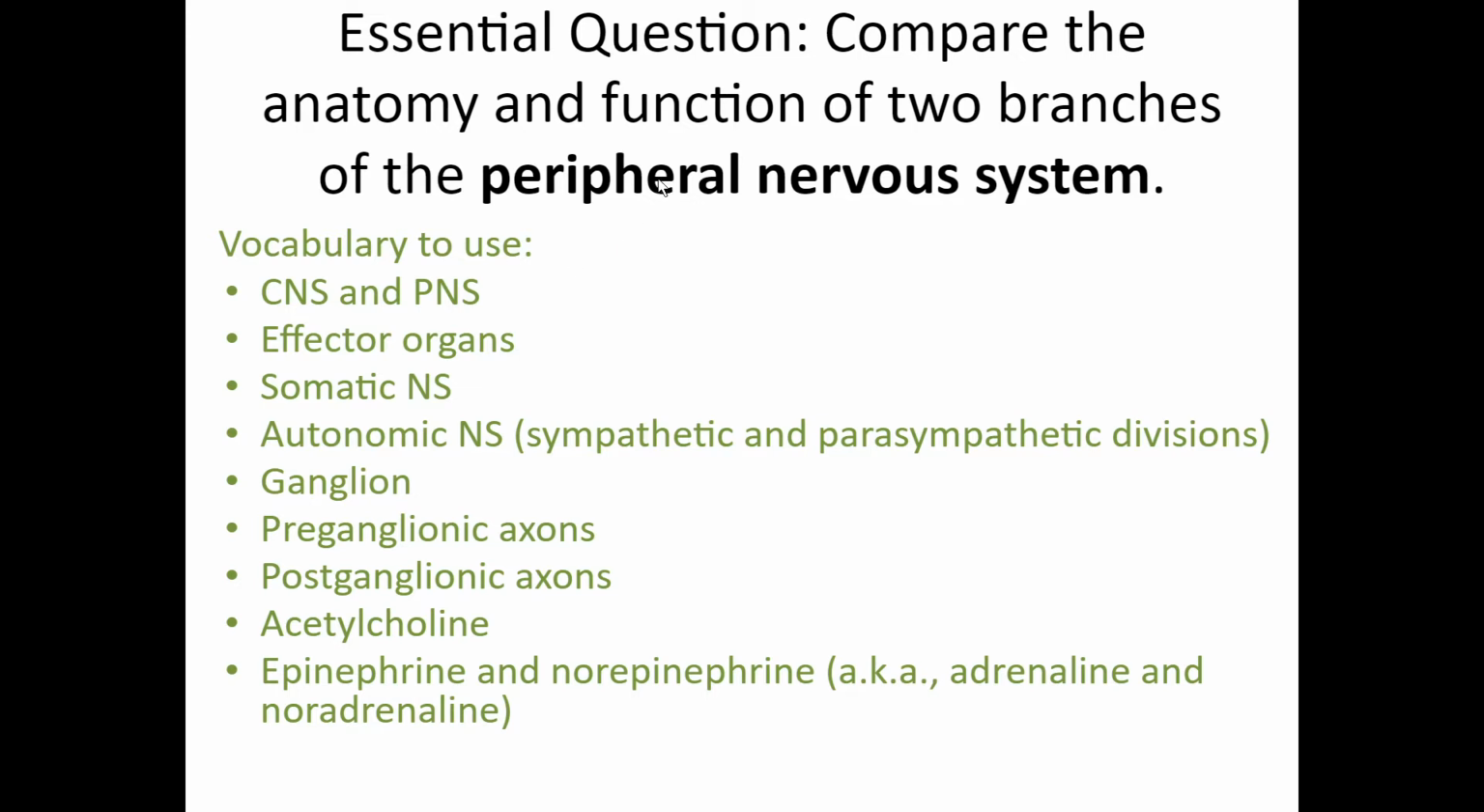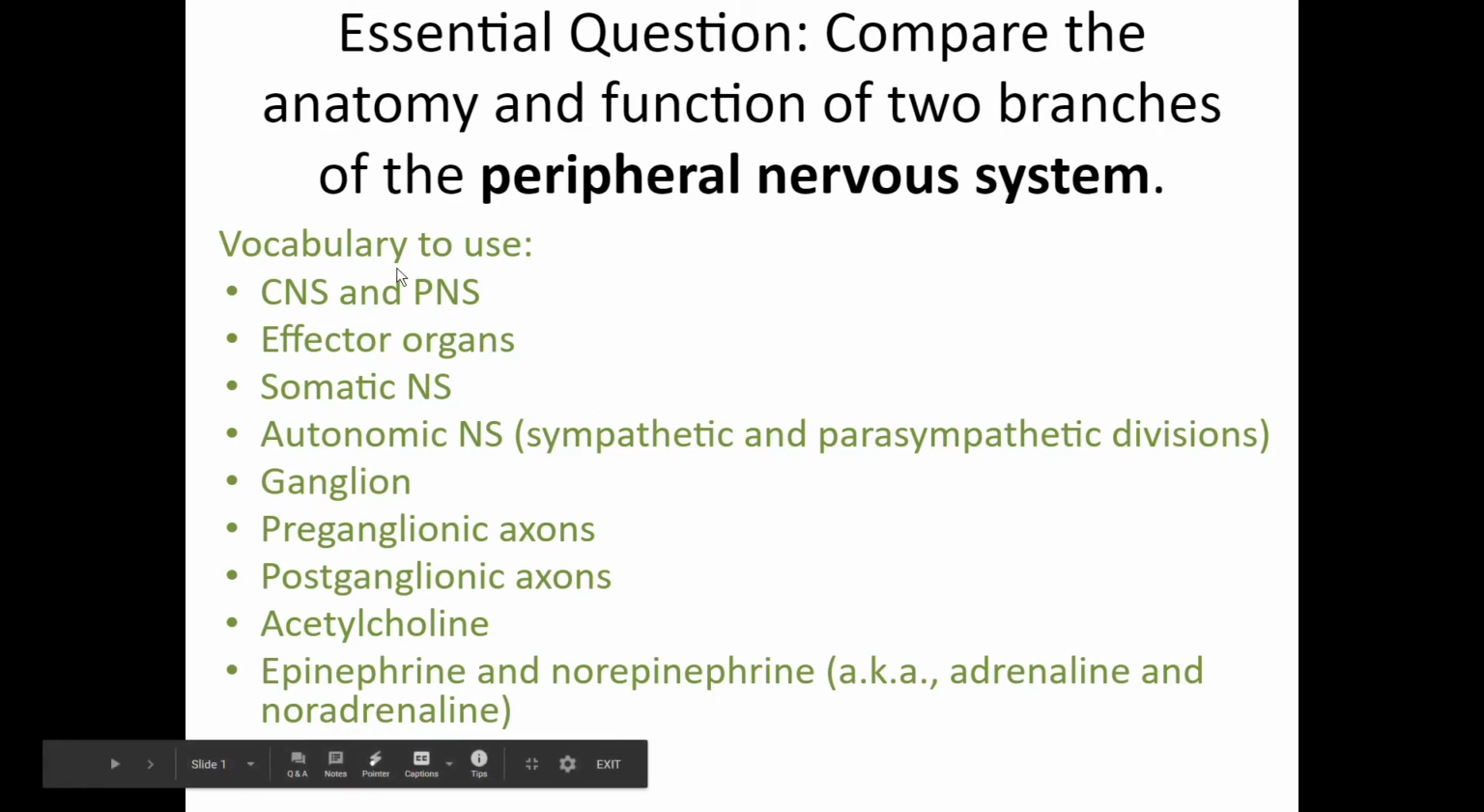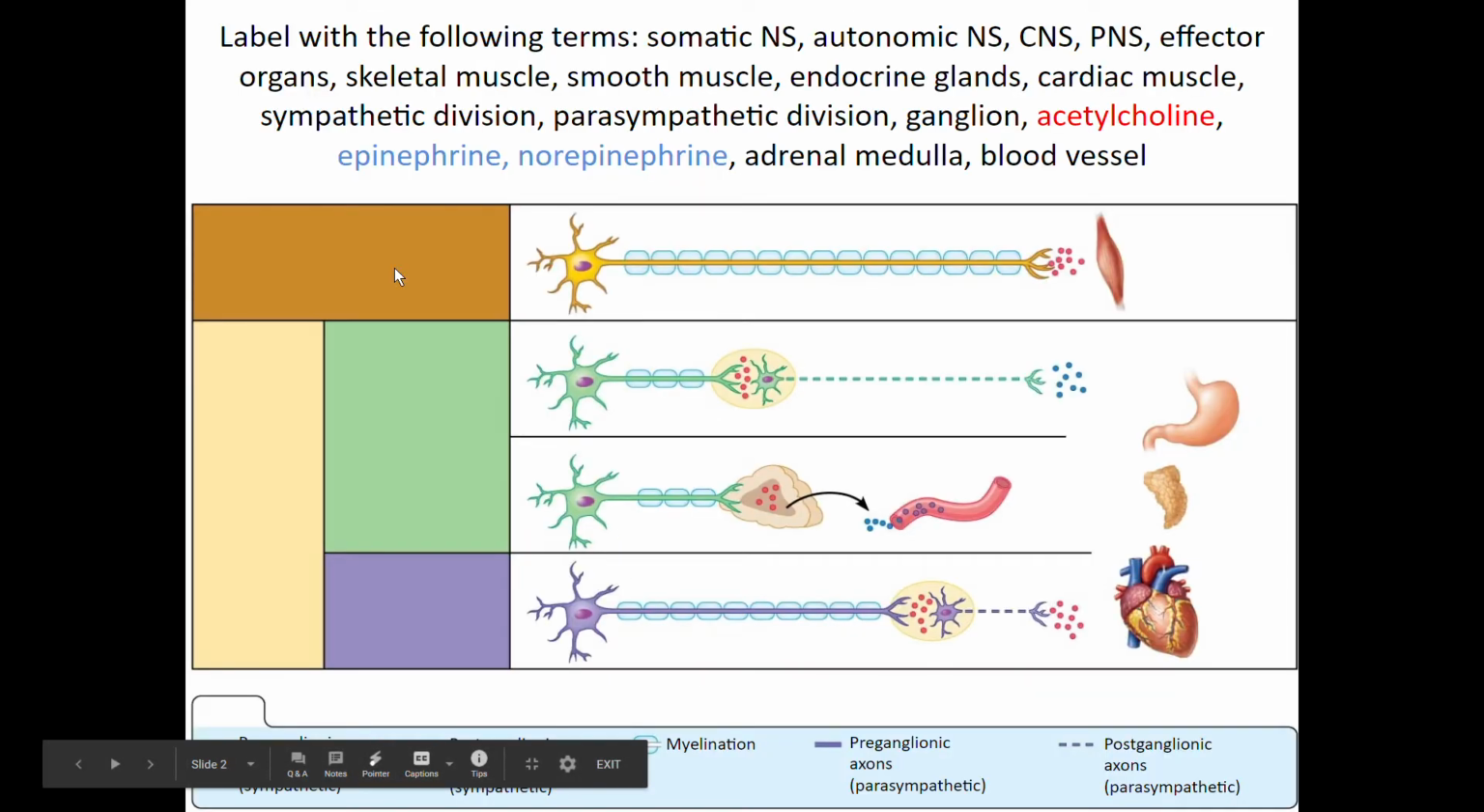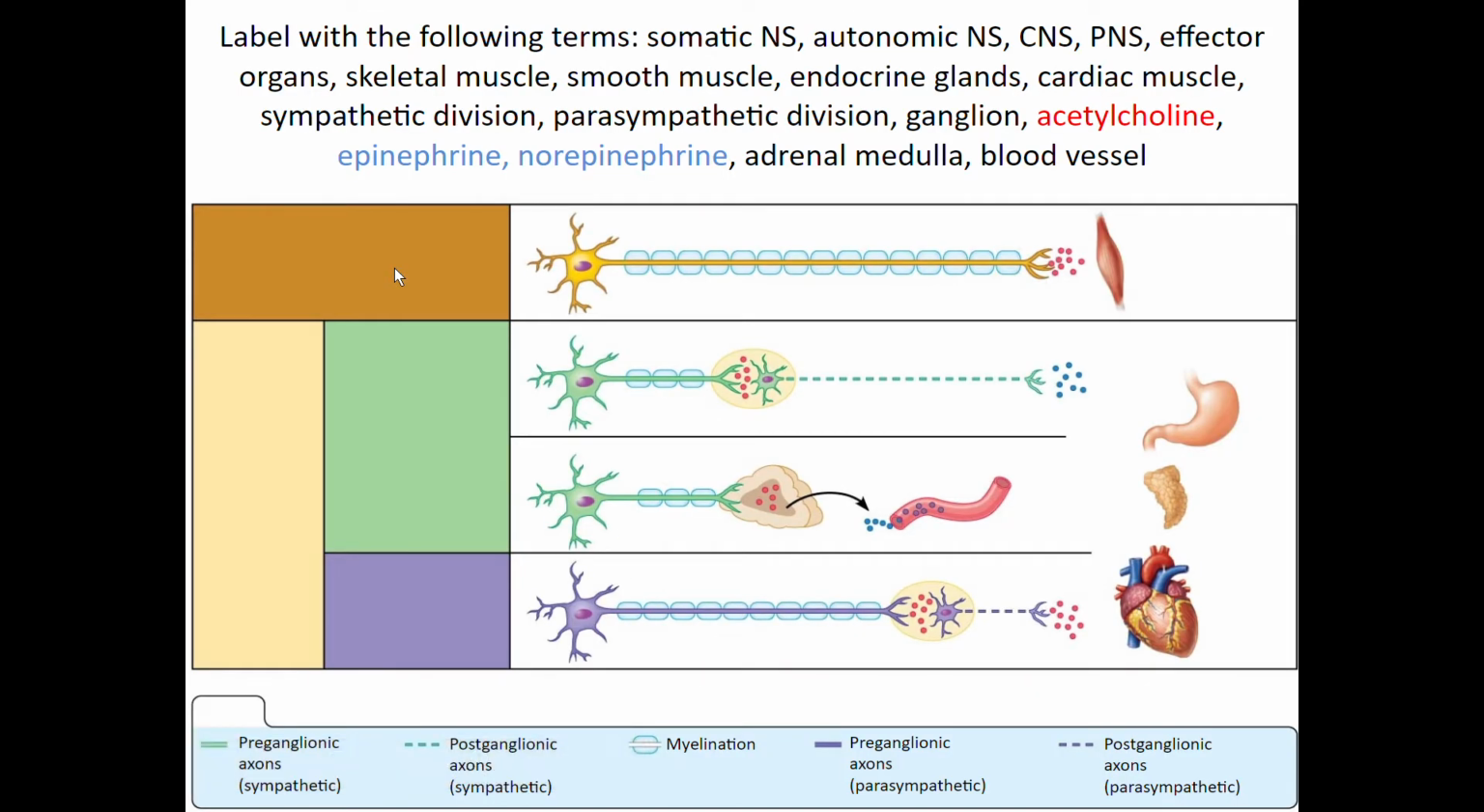So we have two essential questions here. The first is compare the anatomy and function of the two branches of the peripheral nervous system using these vocabulary. So before I tell you about this, I want to see if you can tease it out yourself. So some things that you should know are over here.